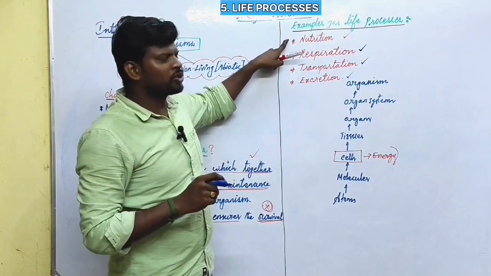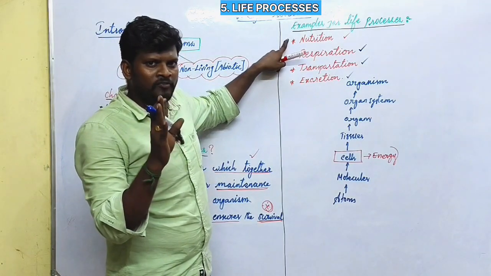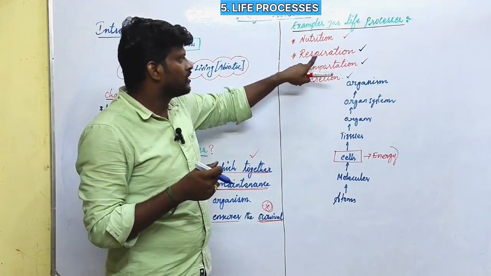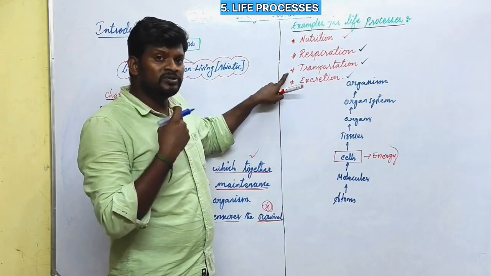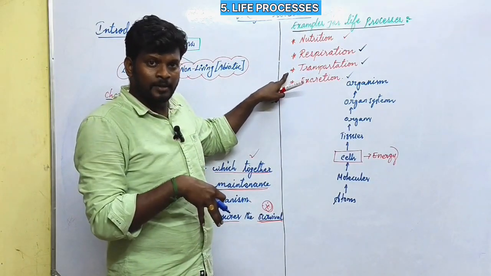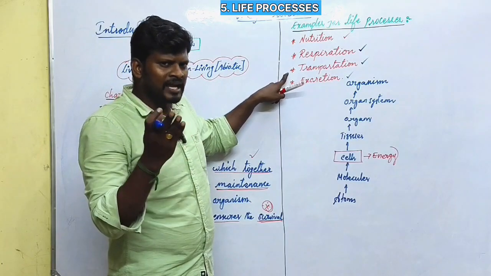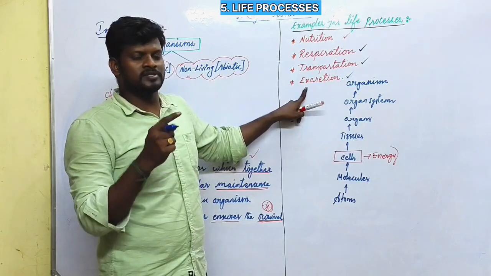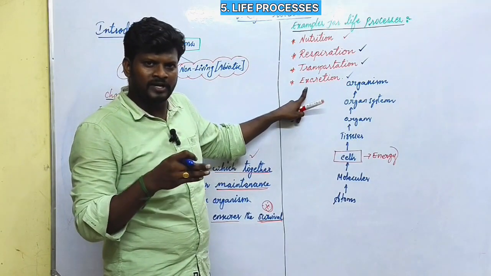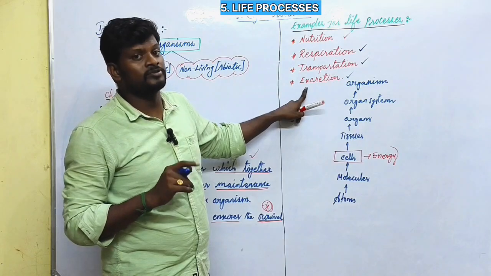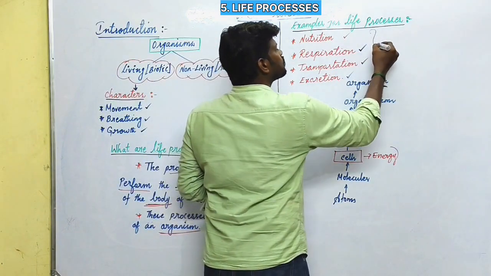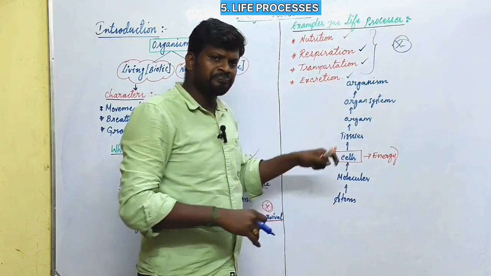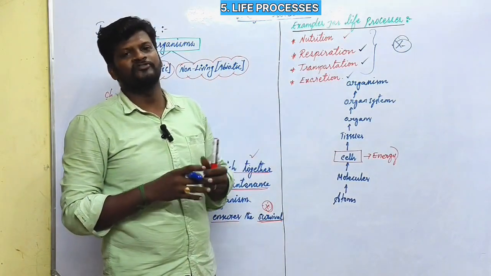In simple terms, without nutrition, without eating food, none of the organisms can survive. Without respiration, breathing and breaking down of food, none of the organisms can survive. Without transportation of molecules inside the body from one place to another, can we survive? None of the organisms can survive. Without eliminating the toxic substances from the body, can we survive? Can any organism survive? None of the organisms survive. So that's why without doing these four processes, none of the organisms can survive. Hence, they are called life processes.